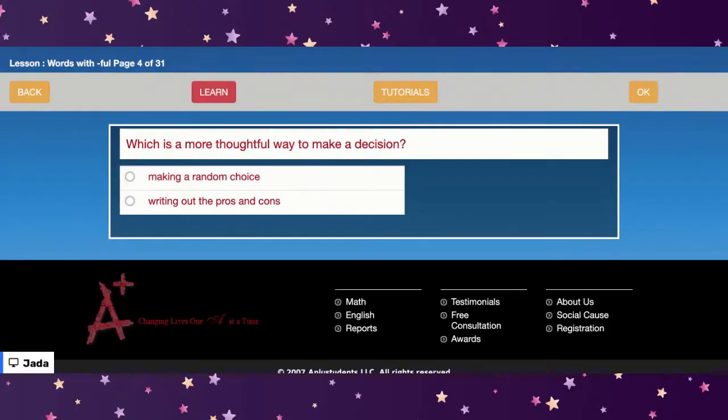Which is a more thoughtful way to make a decision? If you're making a thoughtful decision, you're what? Making a random choice or writing out the pros and cons? So, if you are thoughtful, you write out the pros and cons, meaning that you write the good and bad so that whatever decision you make, you know what will happen at the end.